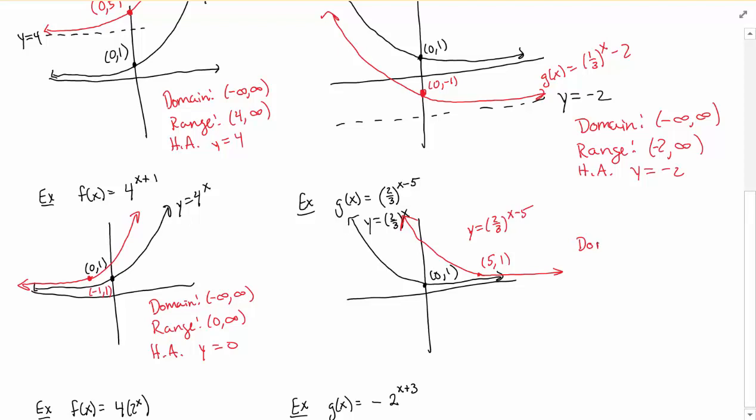Domain, still all real numbers. X is to the left, x is to the right. Its range is still open 0 off to infinity because I didn't move that horizontal asymptote up or down. So I still have a horizontal asymptote at y is equal to 0.